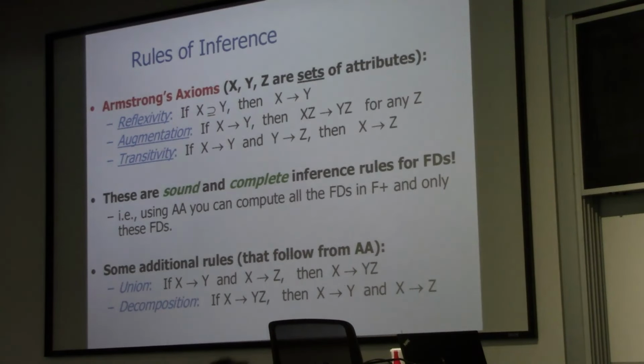If X determines Y, then XZ determines YZ for any Z value. Meaning you can augment an existing functional dependency with the same attribute on both ends. I will formally prove this next lecture. Transitivity, which is what I have gone over just now: if X determines Y, Y determines Z, then X determines Z.